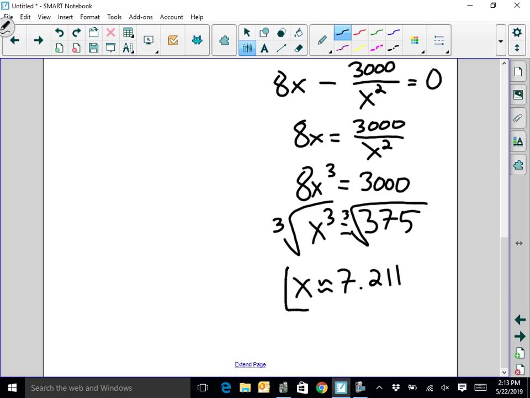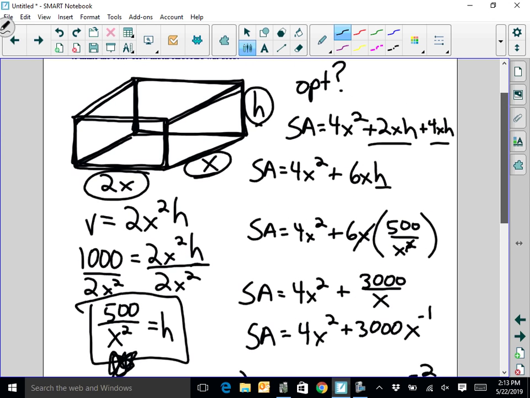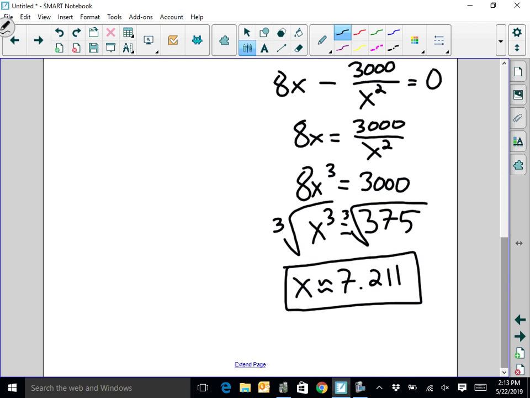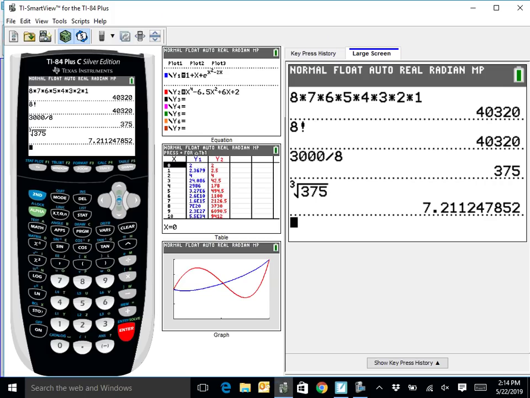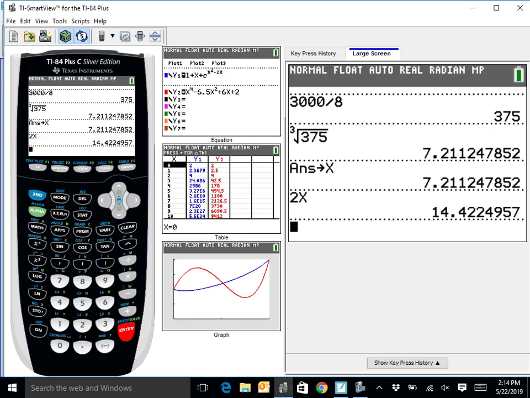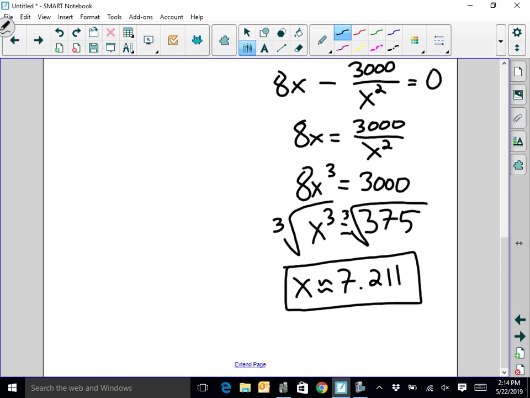I have to find the other two dimensions. Well, knowing x, getting 2x will be quite easy. Just to make life easy for you, let's go ahead and store that answer as the letter x. So now I know 2x is 14.422. So again, this would be my width. My length would be approximately equal to 14.422.